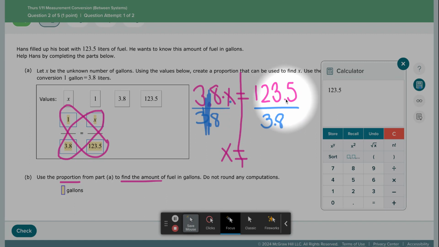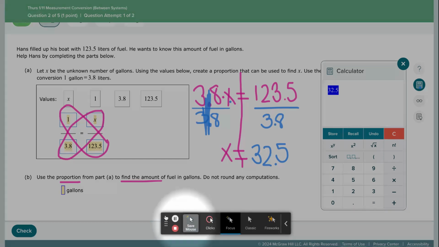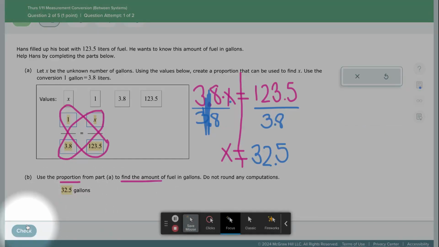The 123 and 5/10 is what I'm chopping up. I'm dividing that into 3.8 sections. It's not pieces, since it's a liquid, but whatever. So I got 32.5, or 32 and 5/10. 32 and 5/10 is my answer. And remember, that's gallons, because that's what we were trying to figure out from the beginning. So 32 and 5/10 gallons.